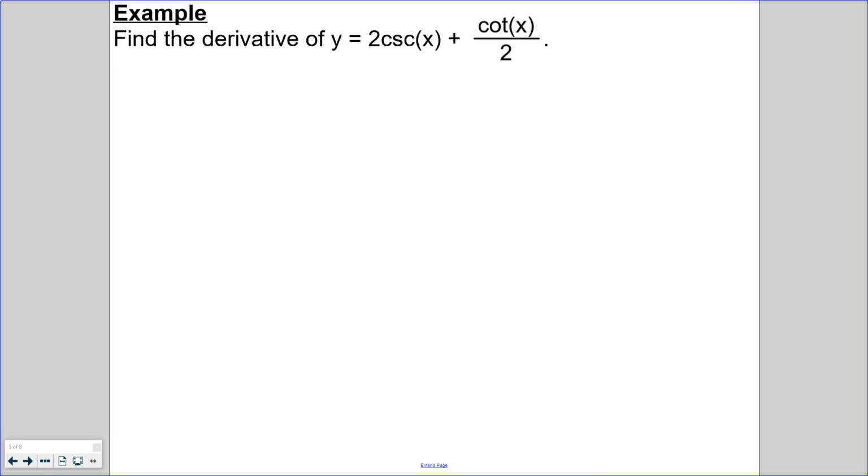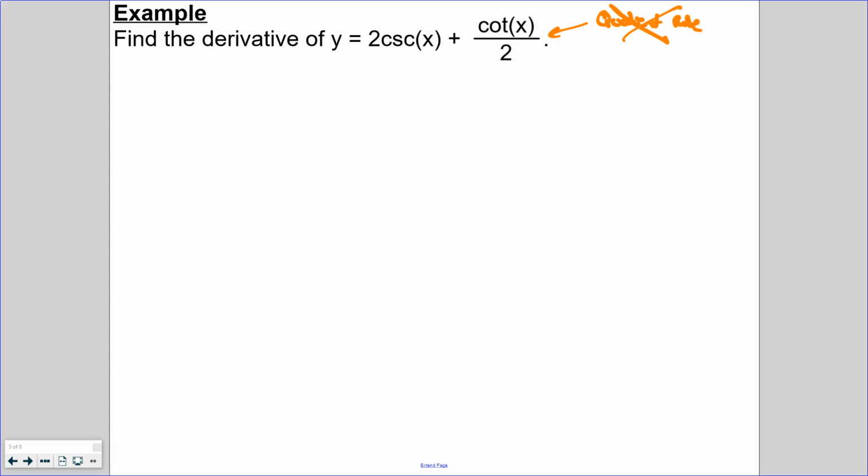Alright, next up, we want to find the derivative of y equals 2 cosecant of x plus cotangent of x over 2. Now this one is sometimes a trap problem for students, because students will see cotangent of x over 2, that's a fraction, so we're going to have to use the quotient rule. Technically you could use the quotient rule here, but it's big time overkill, because the only time we have to use the quotient rule is when we have a variable in the denominator. There is no variable in the denominator here, so we're not going to use the quotient rule.